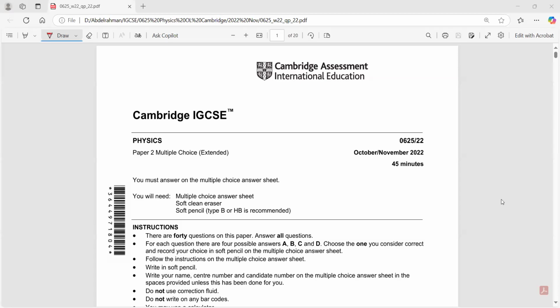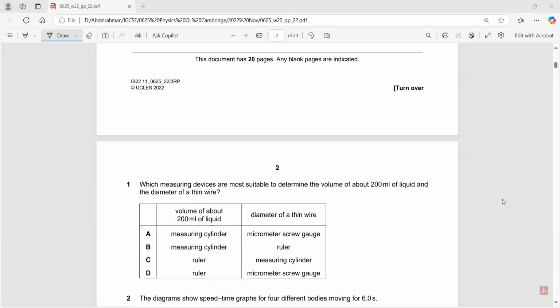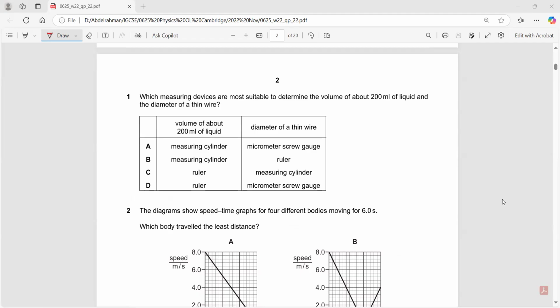Okay, November 2022, paper 2, variant 2. Question 1. Again, you have a micrometer screw gauge, which has been removed from the syllabus, but basically, if you want to find the volume of a liquid, you need a measuring cylinder, diameter of thin wire. Yes, it is a micrometer screw gauge, but it has been removed from the syllabus.